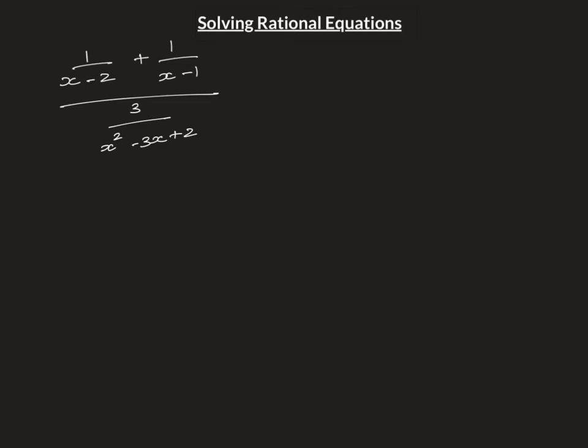In this video, I'll show you how to solve this rational equation. So we have 1 over x minus 2 plus 1 over x minus 1, and all of that divided by 3 divided by x squared minus 3x plus 2.